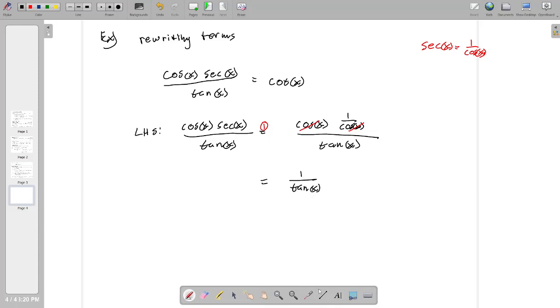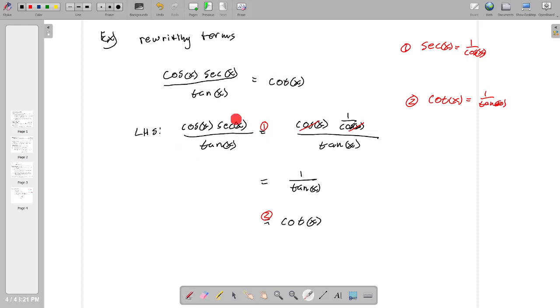Now you also want to keep in mind, and you'll get better at it with more practice, your end goal. We want to get to cotangent. So is there any way to get from 1 over tangent of x to cotangent? Yeah, in fact there is. Cotangent is exactly 1 over tangent. So we can go straight to the end. This is cotangent. Because we have the reciprocal identity, 1 over tangent is equal to cotangent.